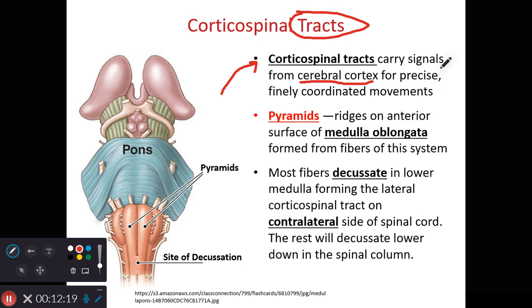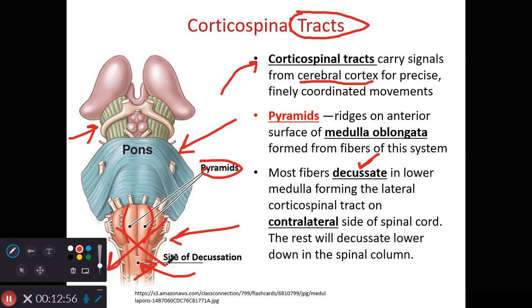And as we're looking at these corticospinal tracts, they are going to form some pyramids, which are these anterior bulges on the medulla oblongata, where we have the medulla oblongata in kind of salmon. We have the pons in blue, and then we have the midbrain in green. And the tracts within these pyramids decussate in the lower medulla. So here's the lower medulla where we have that site of decussation, or crossing over.